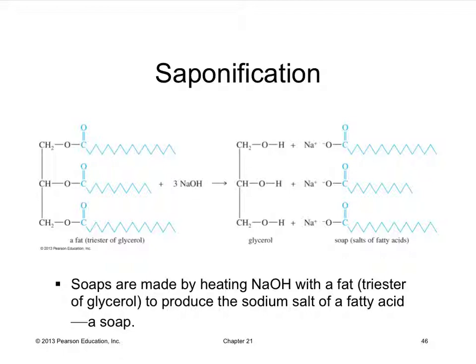So saponification: soaps are made by heating a fat, or triester of glycerol, with sodium hydroxide. This will cleave that ester bond to form the sodium salt of a fatty acid, which is a soap, and glycerol.